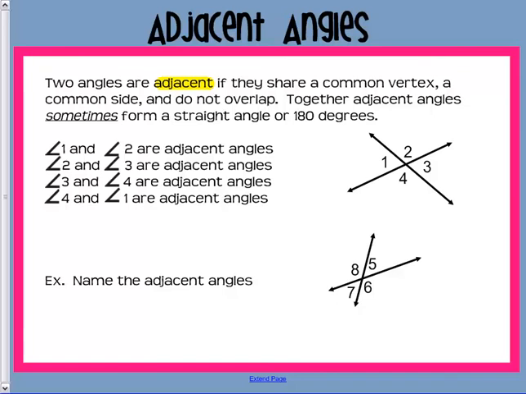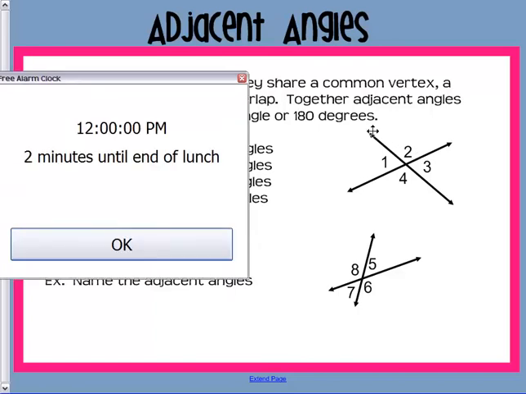Adjacent angles. Two angles are adjacent if they share a common vertex. Okay, what does that mean? They have to have a common side and they do not overlap. So together the adjacent angles sometimes form a straight line or an angle of 180 degrees. So 1 and 2 are next to each other on the line, so they're adjacent.